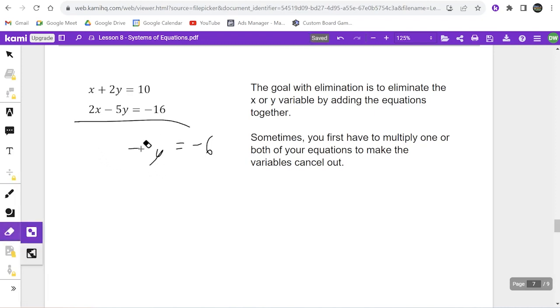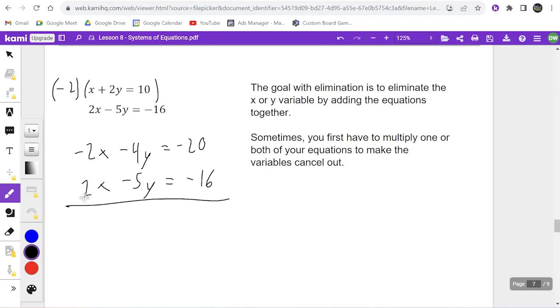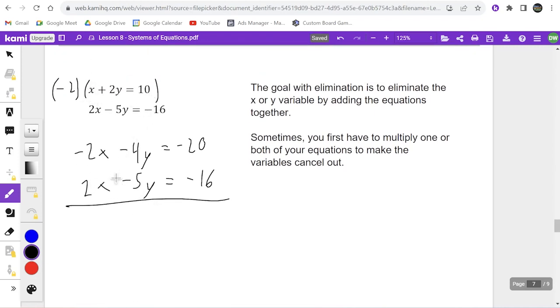So how do I do that? The answer is I have to multiply the entire top equation by negative 2. Why negative 2? You'll see why in 1 second. But when I multiply the entire top equation by negative 2, I get negative 2x minus 4y equals negative 20. And now if I line it up again with the bottom equation, I can see that when I add them up, the x is canceled. And that's why I wanted to do negative 2, because I knew that would make it cancel.